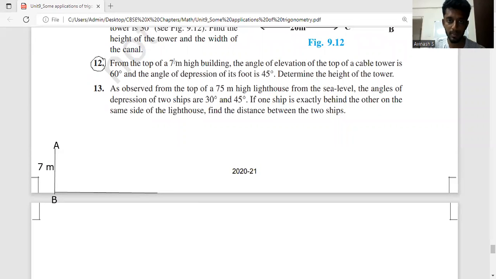Now the question goes like this. From the top of a 7-meter high building, the angle of elevation of the top of a cable tower is 60, and the angle of depression of its foot is 45. This actually means that the point of observation is A. You're standing at A, on top of the building, and from there, if you look at the top of a cable tower, it is elevation, but the bottom of the cable tower is depression, which means that the cable tower opposite to you is actually taller than the building that you're standing on. So it is something like this. This is something that we need to know.